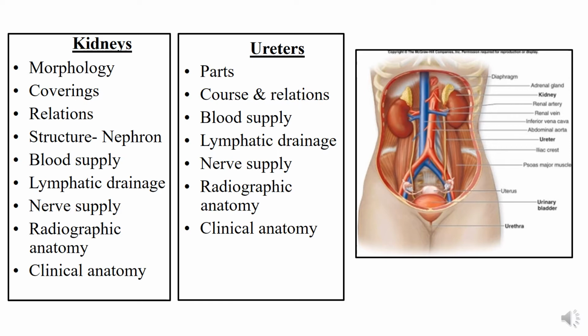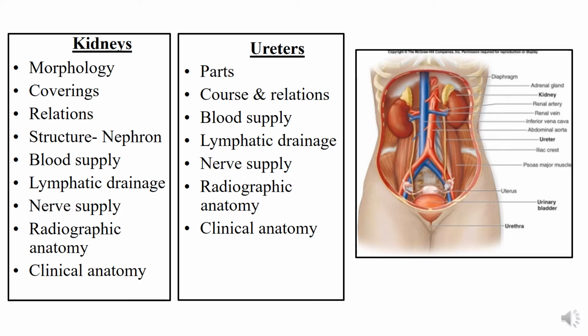So, about the kidneys and the ureters, in terms of the kidney, we'll be talking about the morphology of the kidney, the coverings, the relations of the kidneys to the other organs in the abdomen. We will talk about the nephron, which is the functional unit of the kidneys. We will talk also about the blood supply, lymphatic drainage, and the nerve supply. And we will also have some comments on the clinical anatomy and the radiographic anatomy of the kidneys.